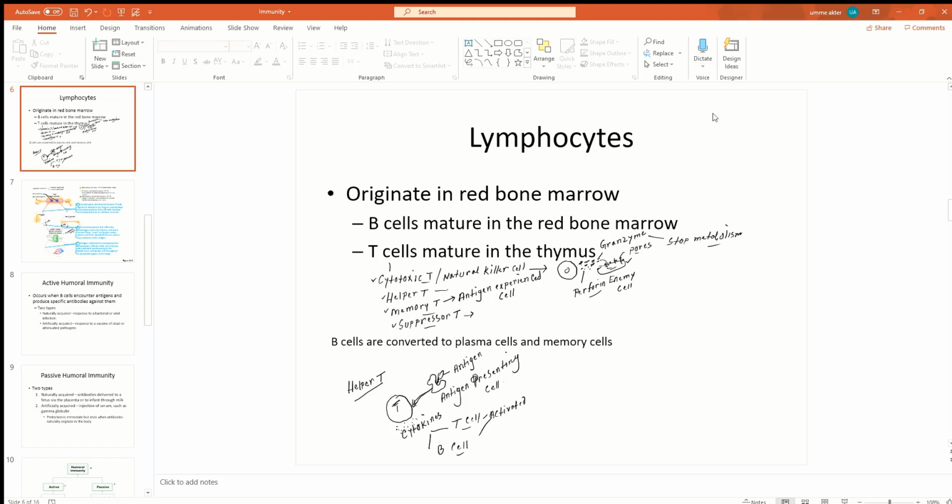Suppressor T cell, very important. Its name is giving you some idea. Suppressor T cells are also called regulatory T cells. Okay, it suppresses the immune system. Now, sometimes your immune system becomes hyperactive.